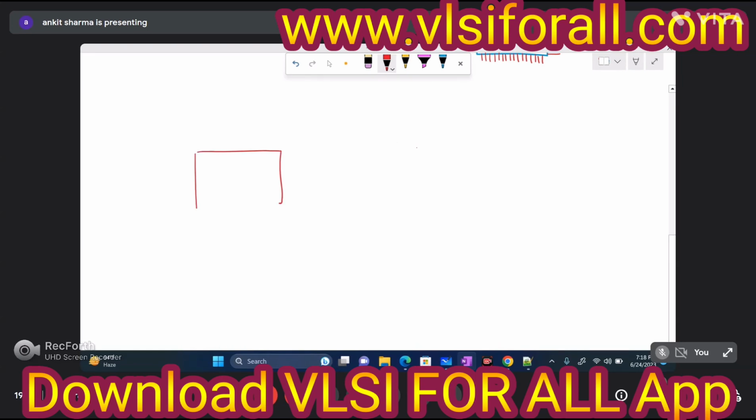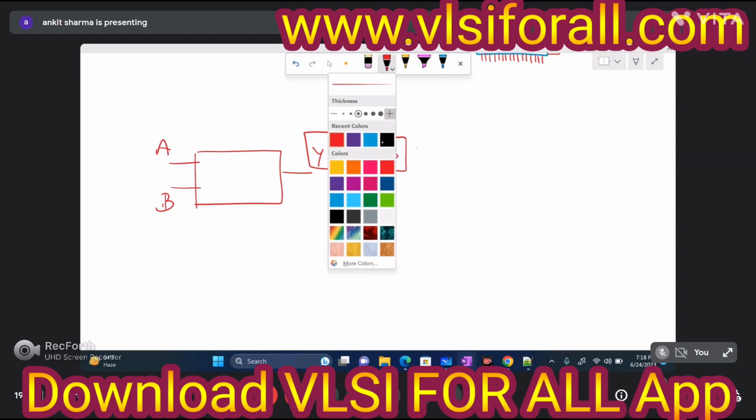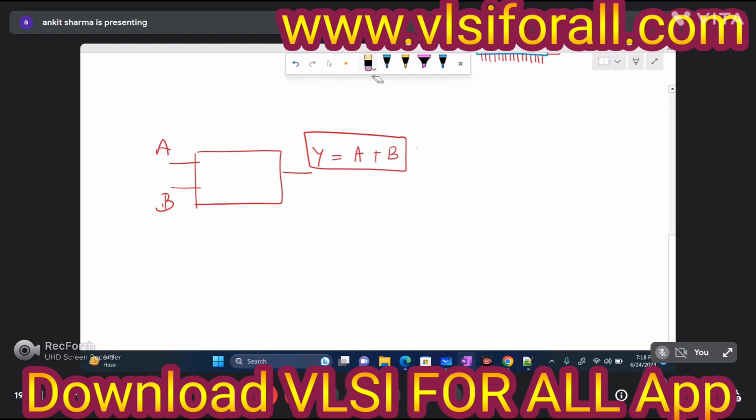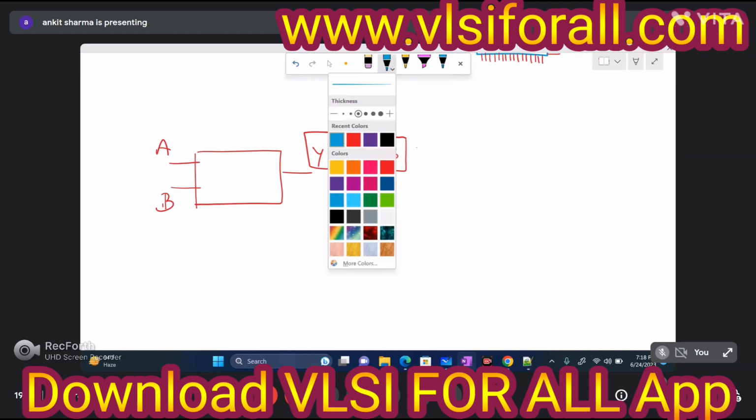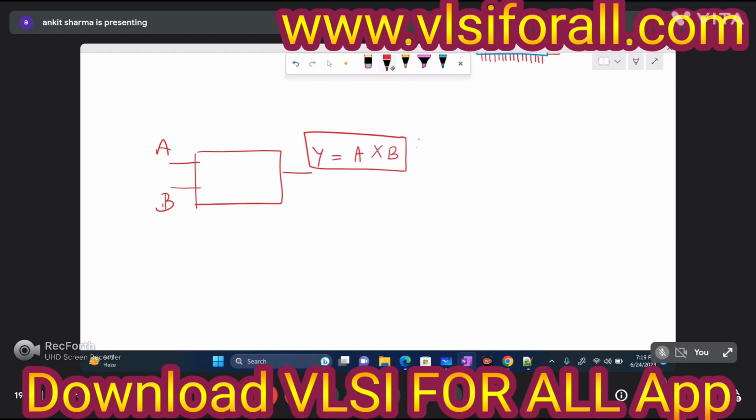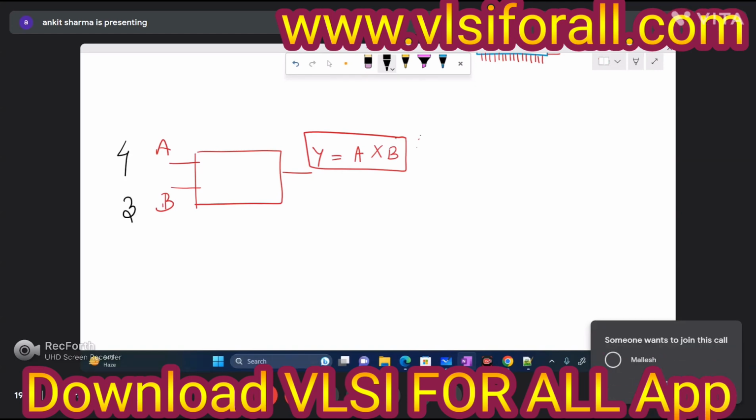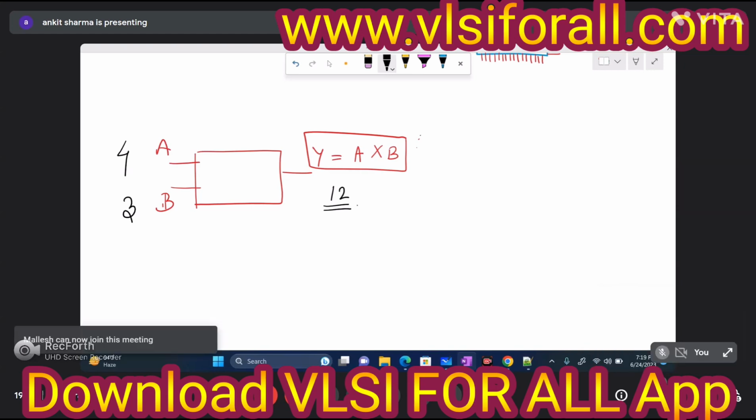Let's come to a small example again. Let us suppose this is an adder. So this is A and B and Y, and Y equals A plus B. Plus means addition, not OR operation. Or you can take this as a multiplication. Just think about it: if you give 4 here and 3 here, you should get 12 here.